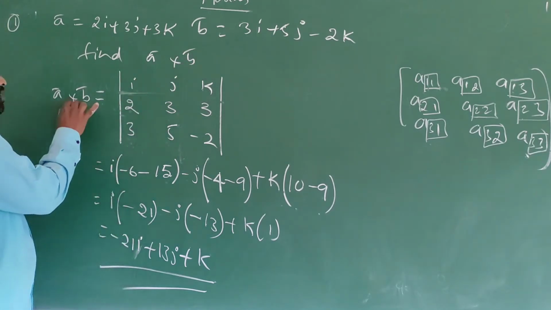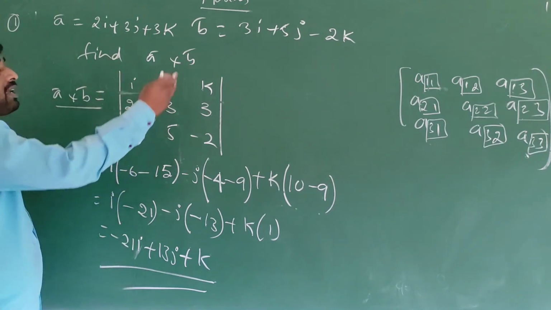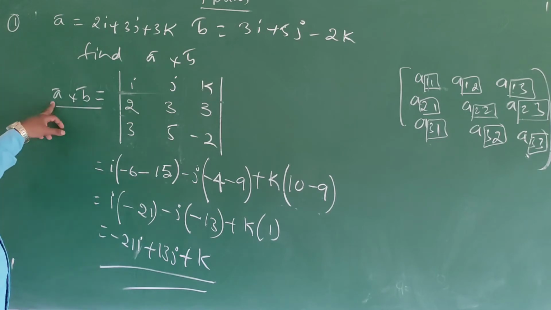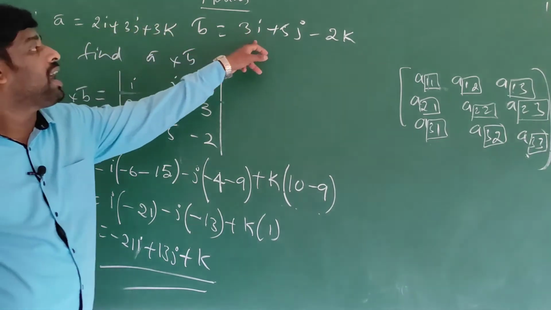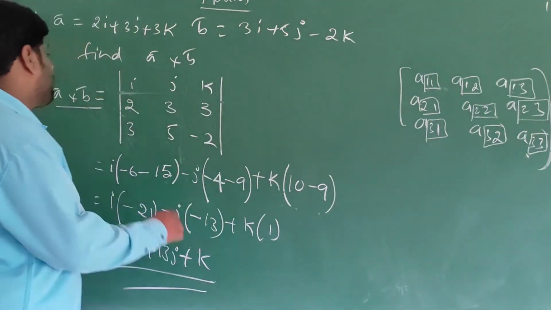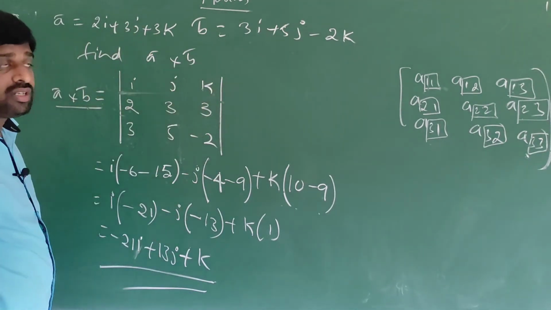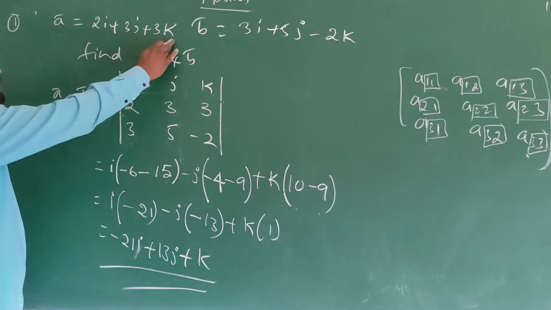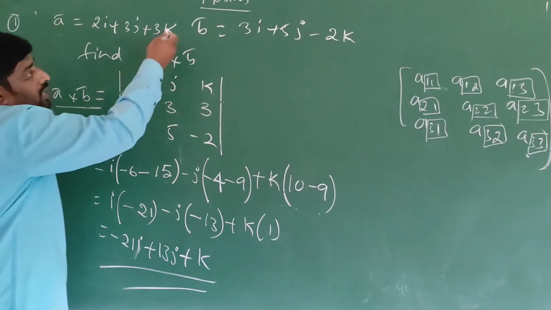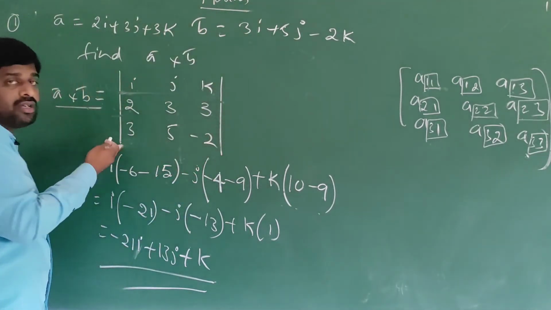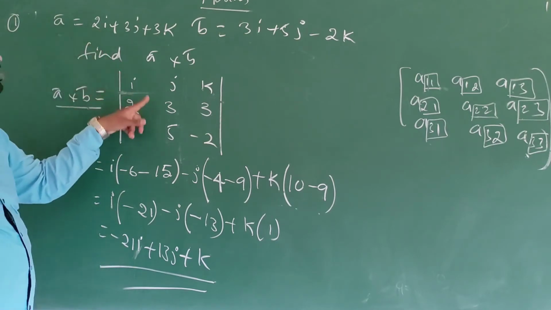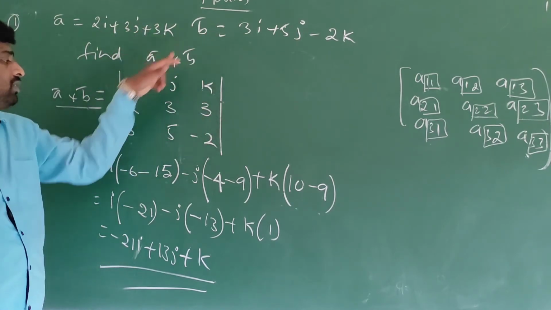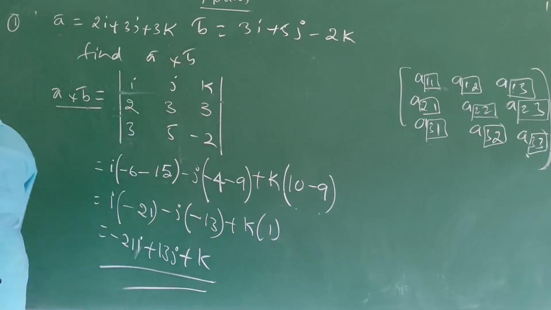When you take the cross product, you have to use the determinant. So you have to write i, j, k in the first row. And again, the A bar components you have to write in the second row. The B bar components you have to write in the third row. That is 2, 3, 3, 3, 5, minus 2.